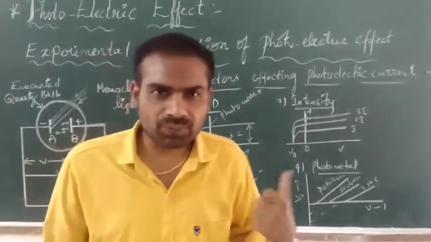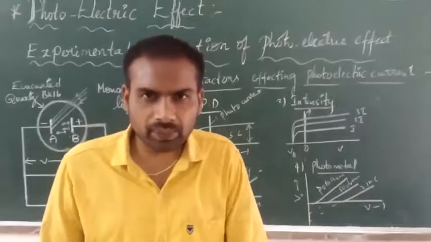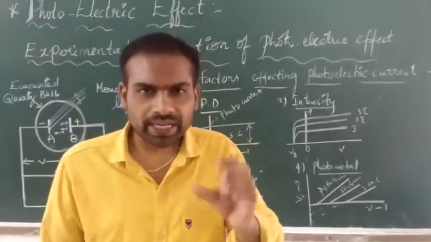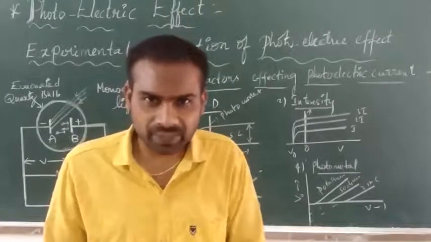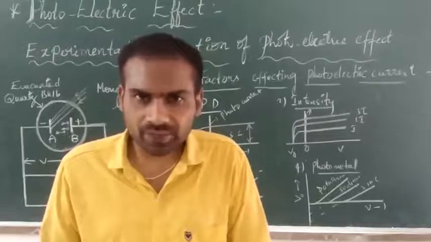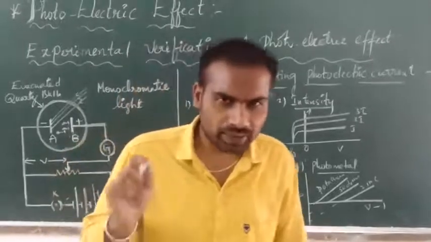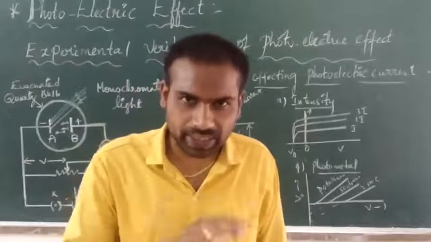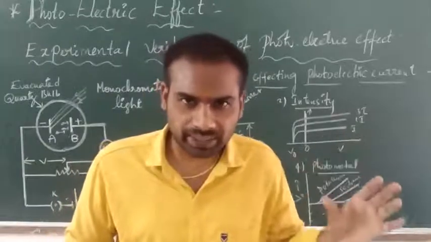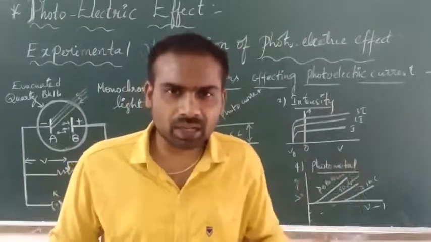First, what is the photoelectric effect? When a suitable light illuminates a metal surface, electrons are emitted from the metal surface when it is illuminated by light of suitable frequency or wavelength. That effect is called the photoelectric effect, and the electrons emitted are called photoelectrons.